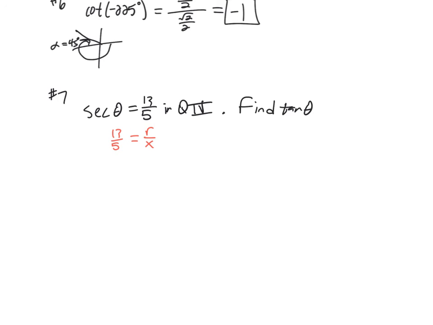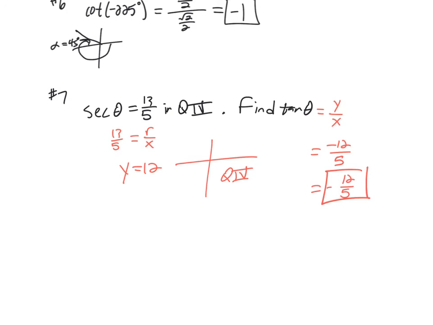So we need a y value because tangent is y over x, okay? So we need to find the y value for this, so we'd do 5 squared plus y squared equals 13 squared. You're going to come out with y equals 12 if you do that correctly. And in quadrant 4, we have a negative y value, positive x. So tangent is negative 12 over x is 5. So negative 12 over 5 would be our ratio for tangent, given secant was 13 over 5 in quadrant 4.